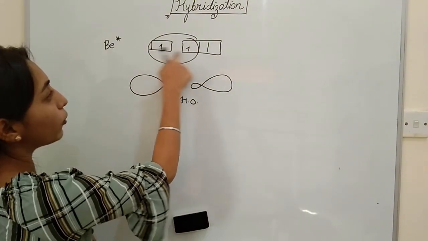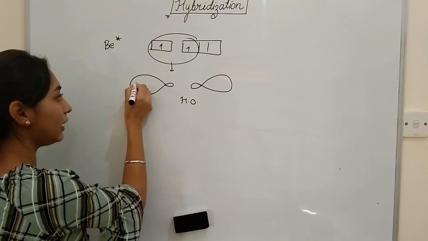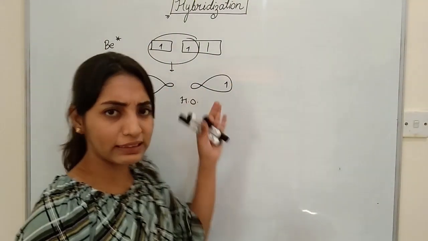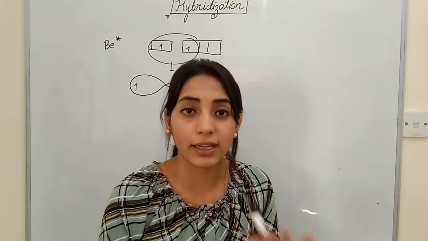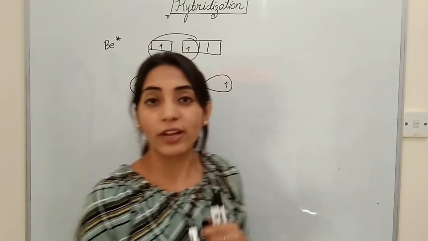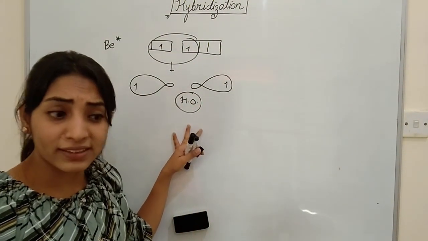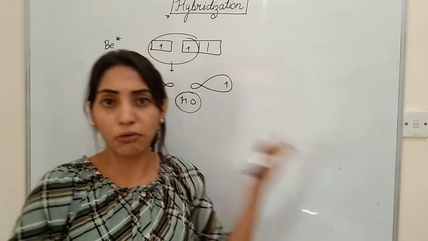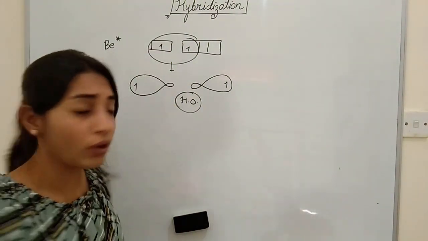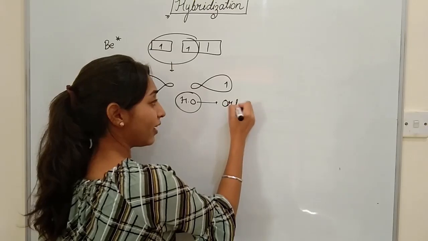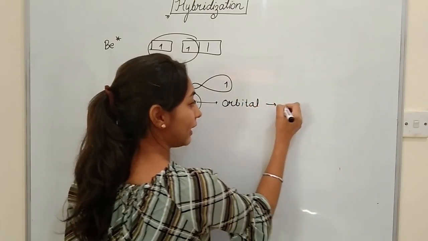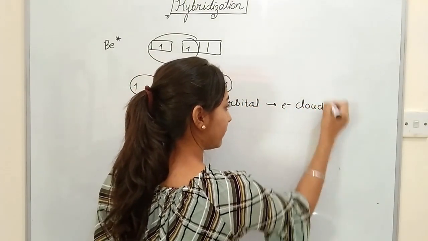Both of them had 1 electron initially, so put 1 electron in these two orbitals also. The number of electrons are not changing. Now try to understand. Even though I am calling them hybrid orbitals, they are not something like new or something like wow, what are they? No, orbital is basically electron cloud, right?